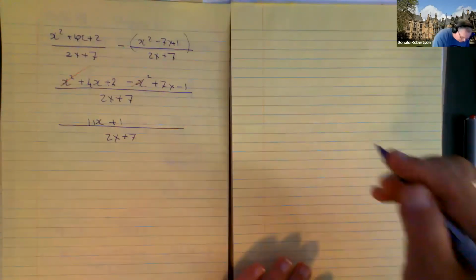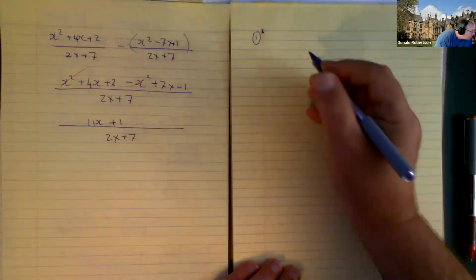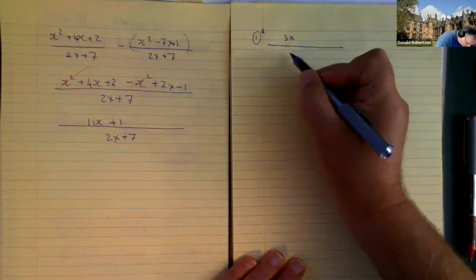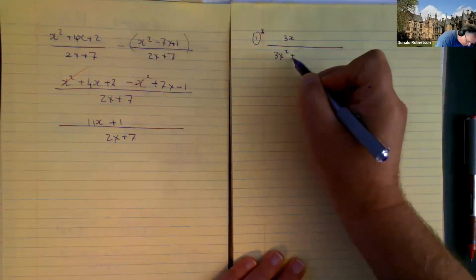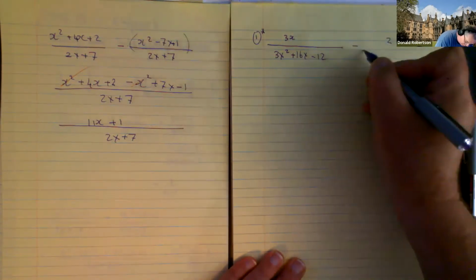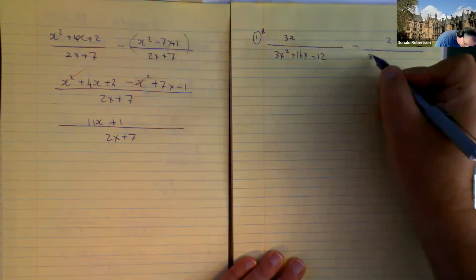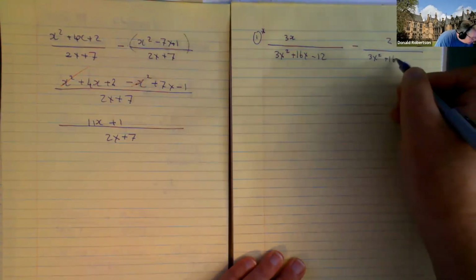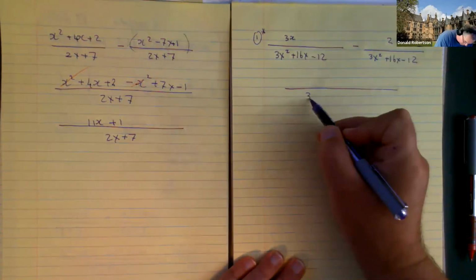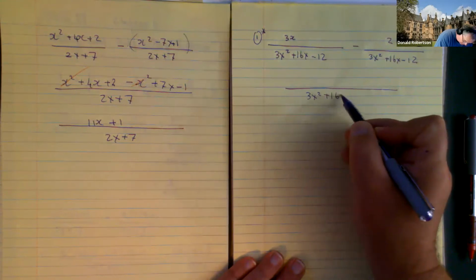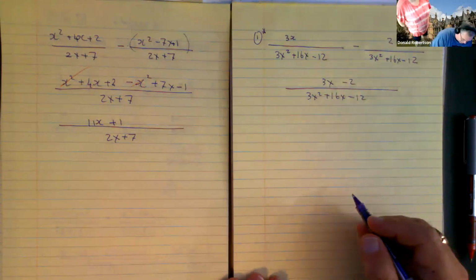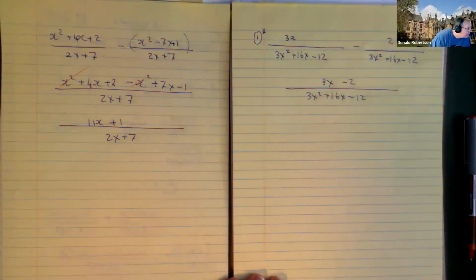Show you one of your homework questions, at least a version of it. So 3x over 3x squared add 16x take away 12, subtract 2 over 3x squared plus 16x take away 12. Now, they share a common denominator. And we have 3x take away 2. Now, I may be able to simplify this.